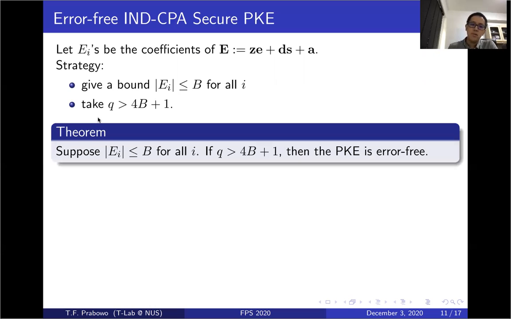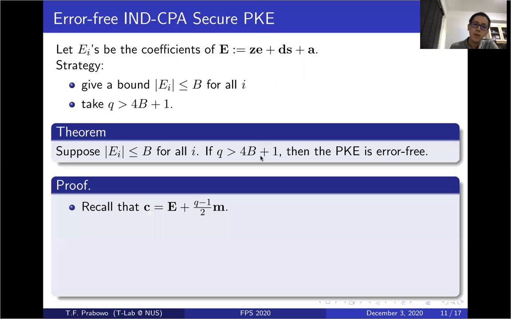Why we do it is because once we do these two things, Ei less than B and q bigger than 4B plus 1, then we can show that our PKE is error-free, meaning no decryption error at all. So recall that C is E plus (q minus 1) over 2 times M.